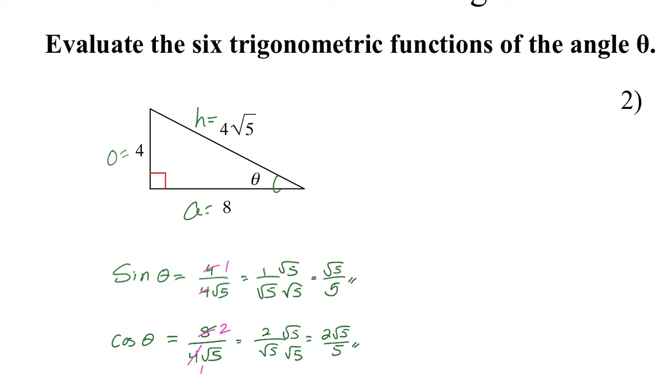Now, I'm going to find my reciprocals. So I get cosecant of theta is hypotenuse over opposite. So this is just the square root of 5. Secant of theta is hypotenuse over adjacent, so it's 4 square root of 5 over 8. Again, I can simplify here by 4. So this is the square root of 5 over 2. And then the last one, cotangent. Cotangent is the adjacent over the opposite. So that means that I got 8 divided by 4. So that means that this is 2.